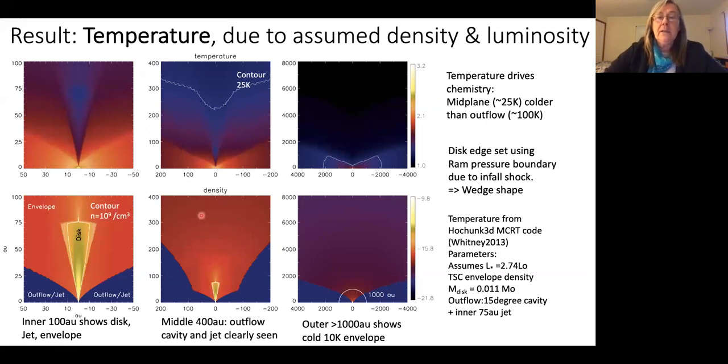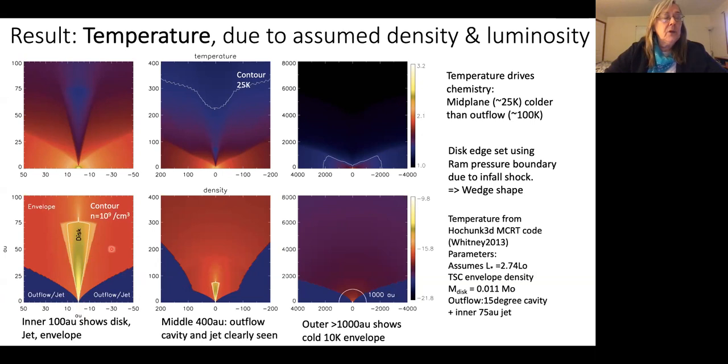From the Monte Carlo radiative transfer, we get the temperature, which appears in the top row. The density is shown in the bottom row. From left to right are different zoomed regions for the collapsing core, with the smallest scale shown on the left. The protostar here is at the origin. The disk appears in orange, extending upwards. The outflow is in blue and the envelope in red.